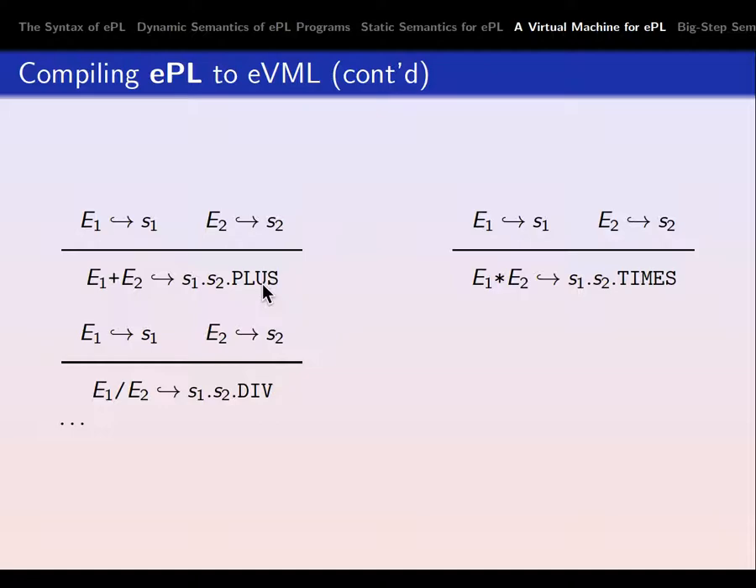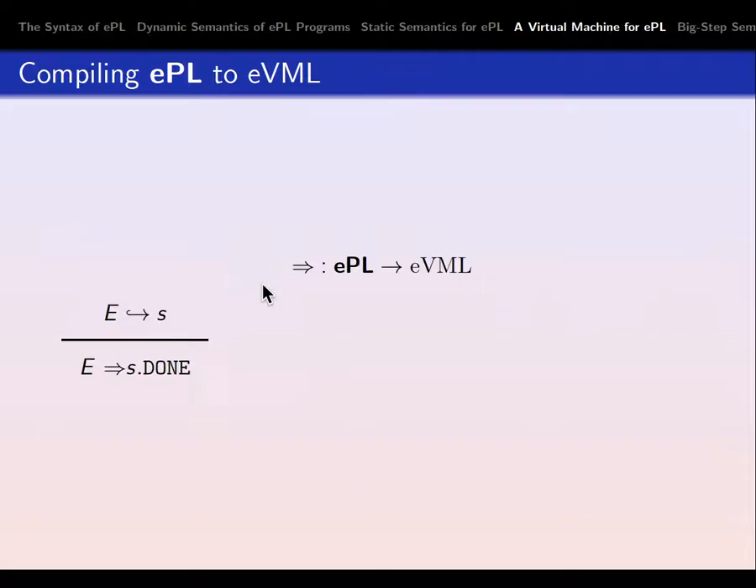Clear? So then you turn this into a helper, and then you're saying, yes, let the helper translate. This is the helper here. This relation here is the helper. And then the actual compiler takes the result of the helper and appends done. The compiler is only invoked once.